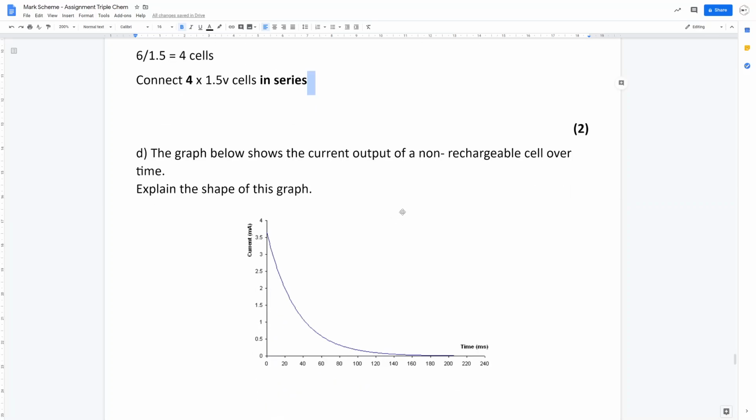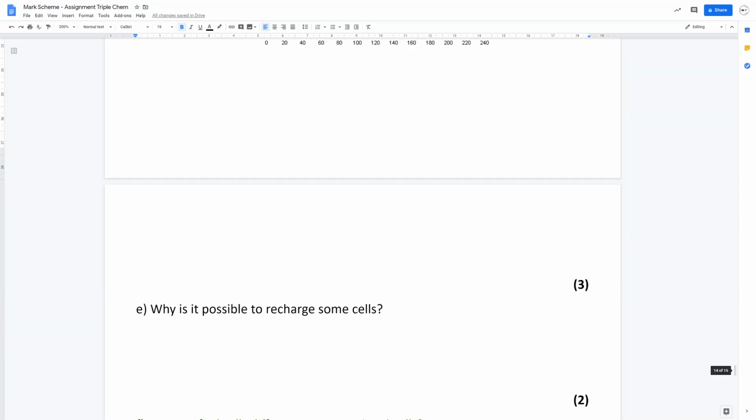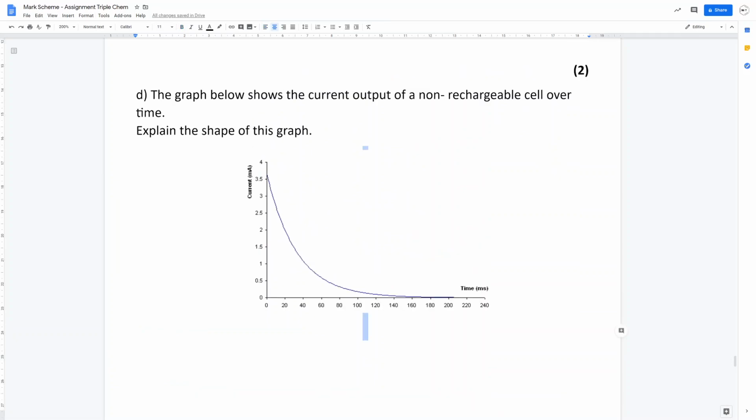Okay, we've got the current output of a non-rechargeable cell over time. This looks like the world's worst cell because it's gone flat within 180 milliseconds and it's only outputting a tiny current there in milliamps in the first place. The only reason I've given you this graph is I couldn't find a tool that copied it across very easily from Excel into Google Sheets. So it's just a poor graph, but you get the idea. It's going flat, okay? Now, we've got to explain why it's going flat over time. It's probably a capacitor, to be fair, which is a type of cell.